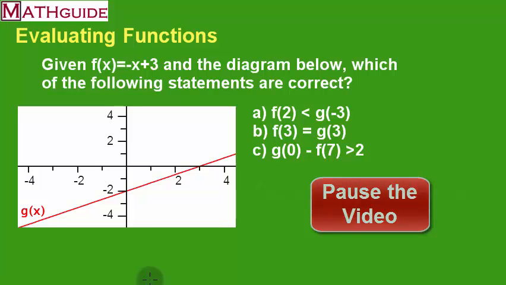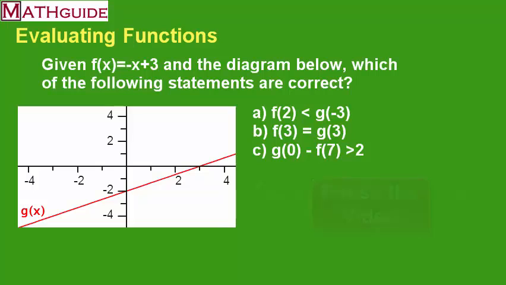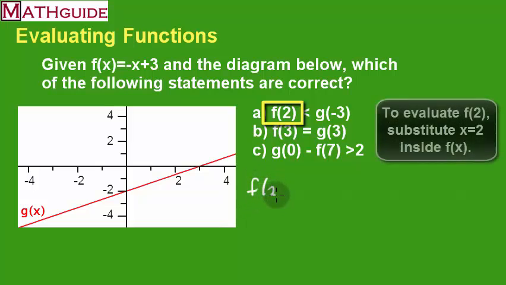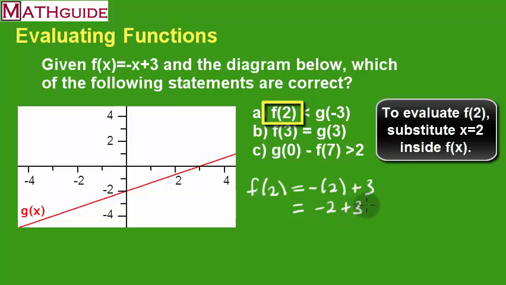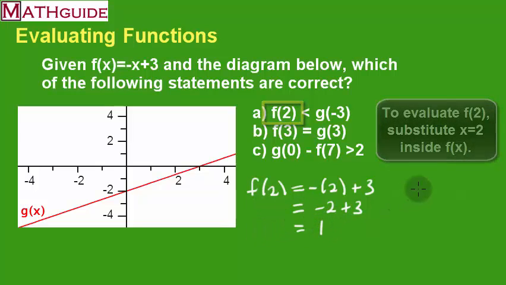Now that you've had a chance to get a crack at the problem, let's discuss what the correct answer is. First of all, let's figure out what f of 2 is. When determining f of 2, that just means you're going to replace the x with 2, and everything else in the function stays the same. So this is negative 2 plus 3, so we know the answer to that is 1. So we know that f of 2 is equal to 1.